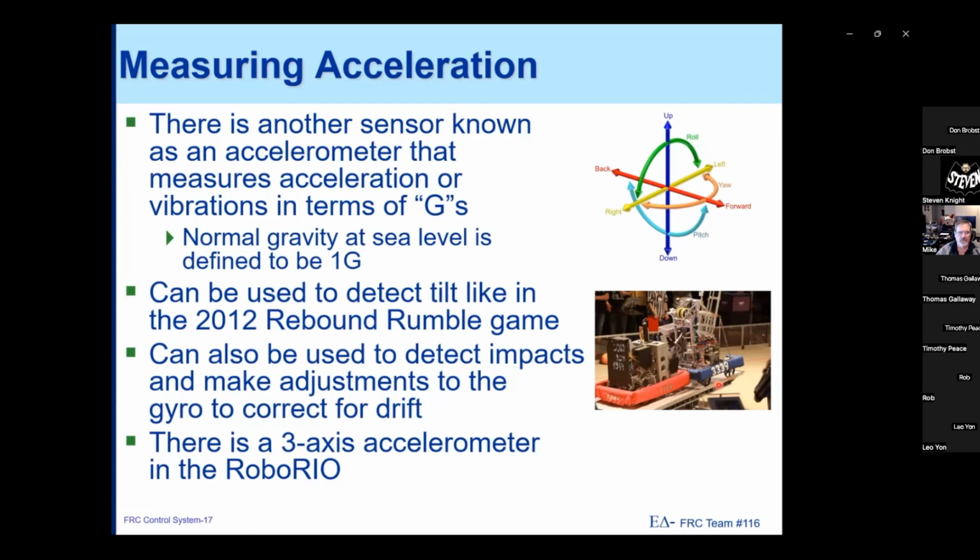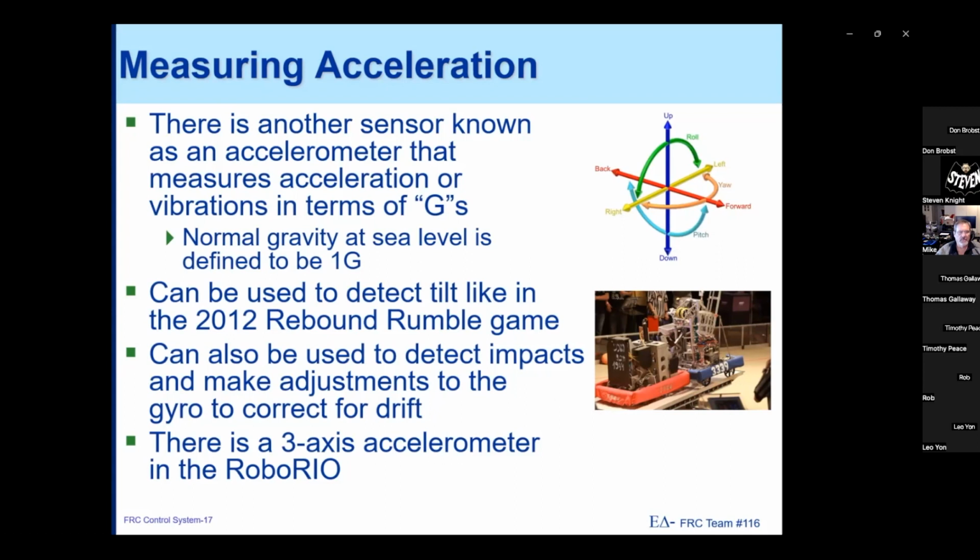They can also be used to detect impacts and make adjustments to gyros to correct for gyro drift. There's usually anywhere from 2 to 3 degrees worth of gyro drift in the couple of minutes of the game. And if we got slammed by another robot, then that could potentially knock the gyro out of alignment. So we can use the accelerometer to measure that impact and then be able to make adjustments for the drift in the gyro as a result of being hit by another robot.